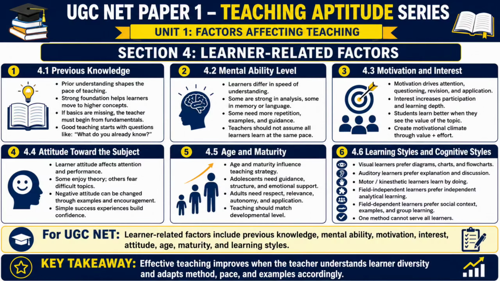4.2 Mental ability level. Learners differ in mental ability. Some learners understand quickly, others need more examples and repetition. Some are strong in analytical thinking, others are strong in memory. Some are good in language, others are better in visual or practical learning. The teaching aptitude material mentions that learner characteristics helping effective teaching include mental ability level, previous experiences, interest, and other learner-related variables. A teacher should not assume that all students learn at the same speed.